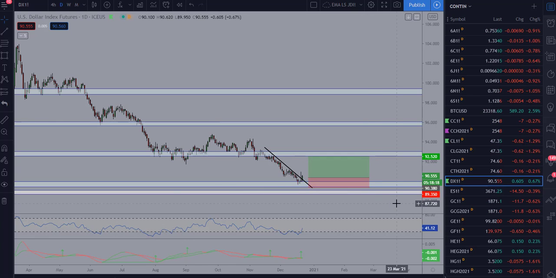You can trade the DX dollar futures that trade on the ICE exchange, or you can trade UUP or other leveraged ETFs. So that's what we're looking at in today's markets.